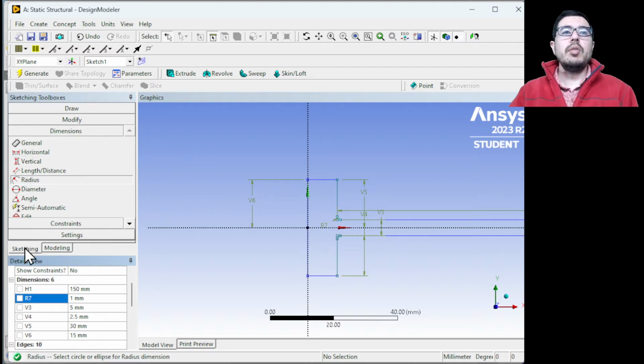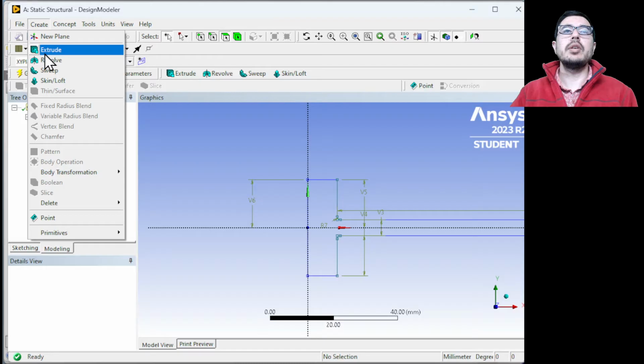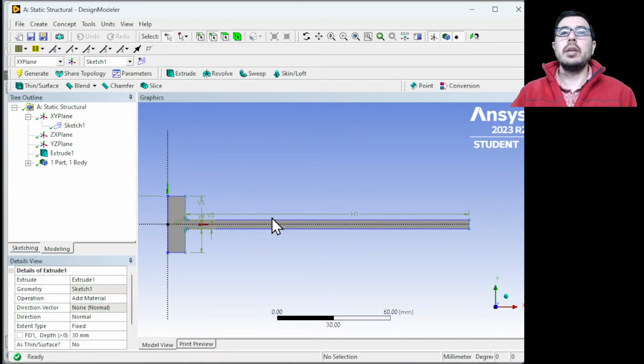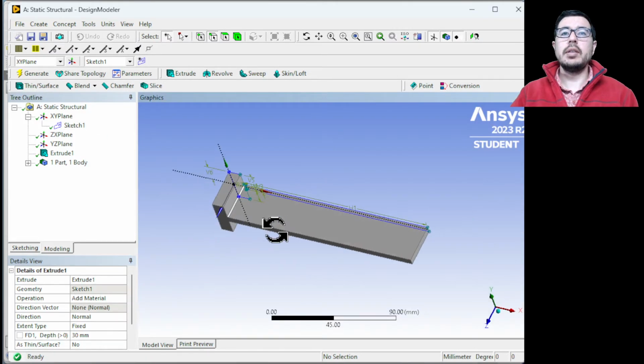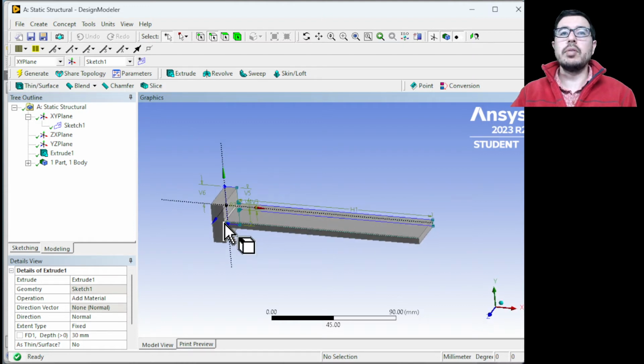We can go back to the modeling step, and we can see that we have a sketch here. We're going to go to Create, Extrude, and we'll click on the sketch. We'll apply that, like so. And we will put a depth of 30 millimeters. So that should be just fine. We hit generate, and let's see if it did it. It did it. Great. Okay, so there's our geometry of interest.